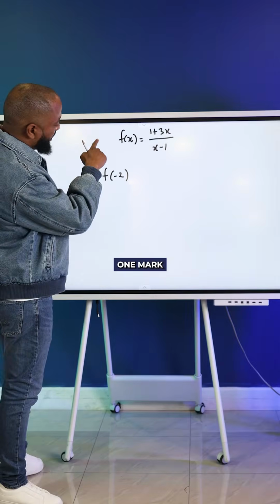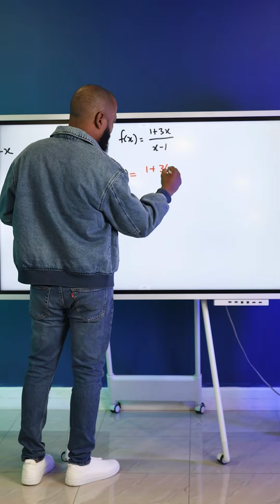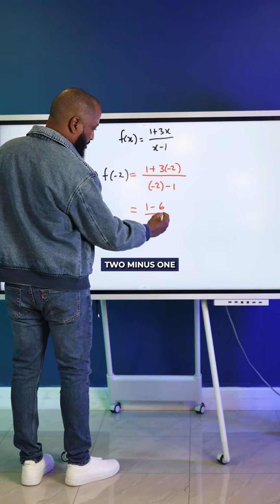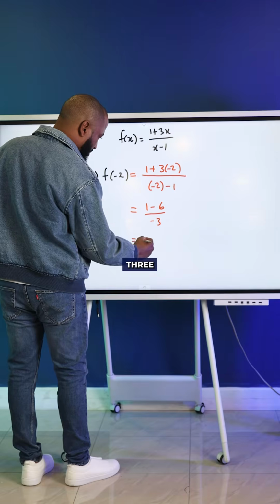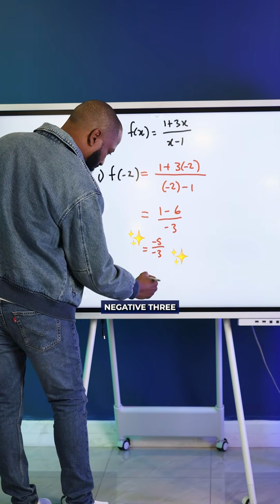Part 1, 1 mark, f of negative 2. Anywhere you see x, let's put negative 2. 3 by negative 2 is minus 6, minus 2 minus 1, that's negative 3. We'll end up with a nice looking negative 5 over negative 3, which is 5 over 3.